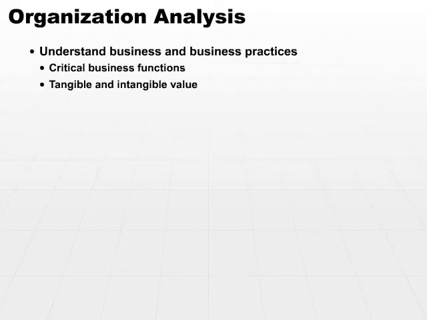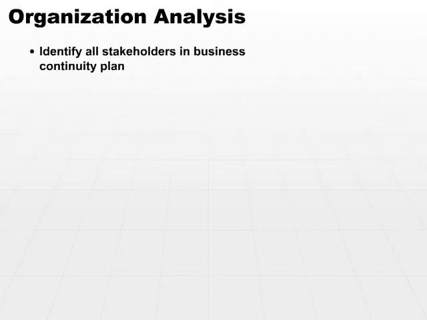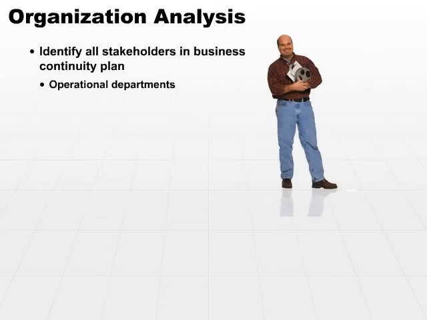Once you understand your basic business practices, then identify all the stakeholders in your business continuity plan. The stakeholders are people that will be directly affected, and from this, you will start developing your team. You need to look at each of the operational departments. Which departments directly contribute resources to the critical business functions?